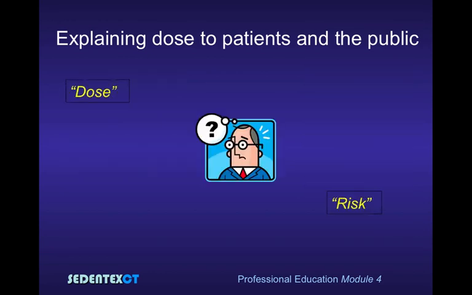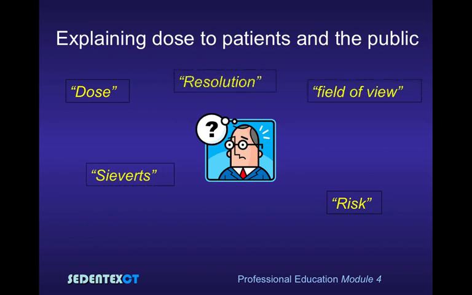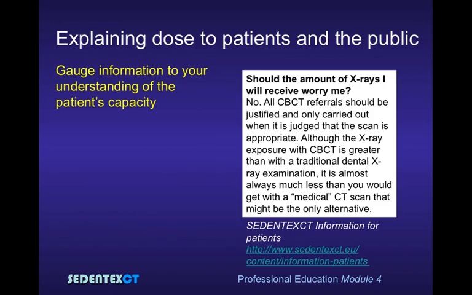The problem is, of course, that explaining factors like dose, risk, units of dose, and so on and so forth can actually be incredibly confusing, not only to the patient, but also to some professionals. In practice, we must gauge the information that we give to patients depending on our particular judgment of the patient's capacity to understand. Clearly, there would be a big difference in what we could explain to a child compared with what we might explain to a highly intelligent professor of medical physics. But what we must never do is deny any risk from X-ray exposure if we're challenged by a patient.